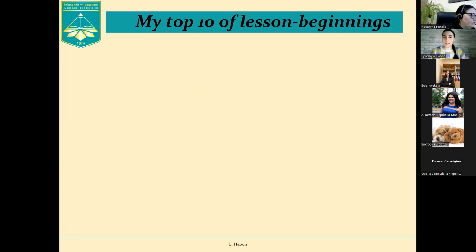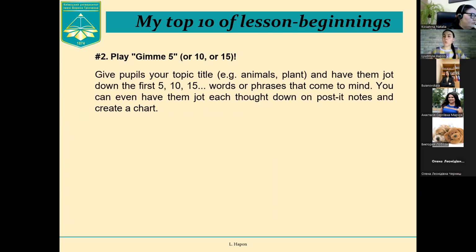Okay, the next activity is called play gimme 5 or gimme 10 or gimme 15. Depends on the task. What's the idea? There is a topic title. Let it be animals or plants or any different, and you have to give some time, a limit of time, like 1 minute or 2 minutes, and to jot down the first 5, 10, or 15 words or phrases that come to your mind. The best thing is to work in groups.